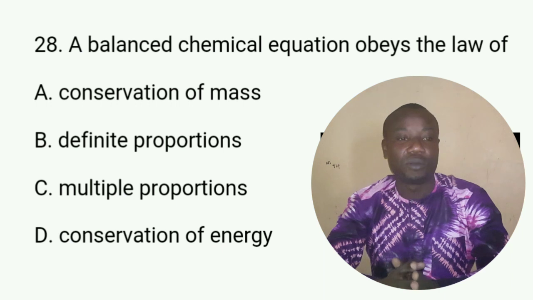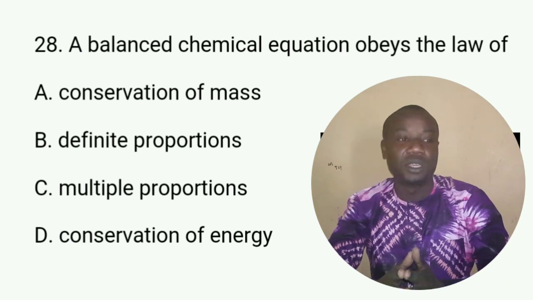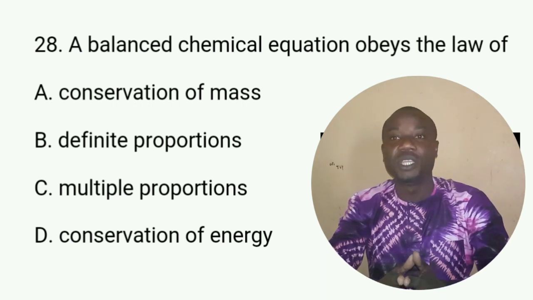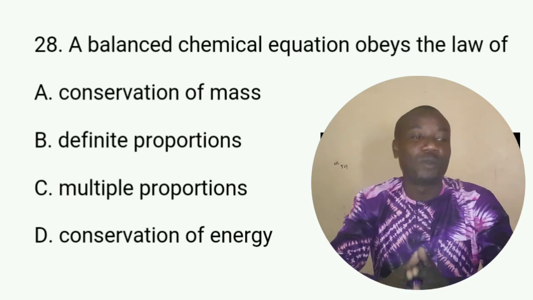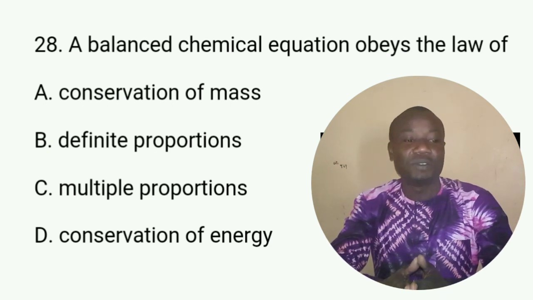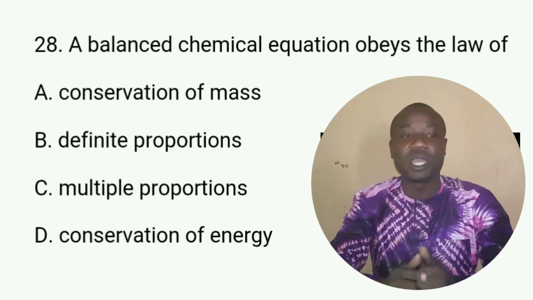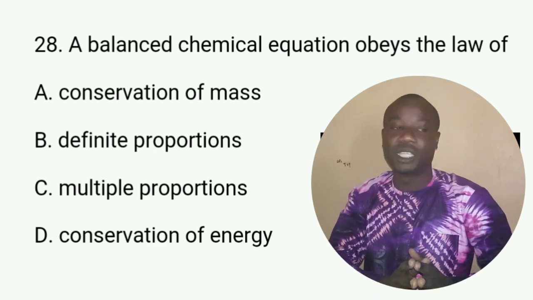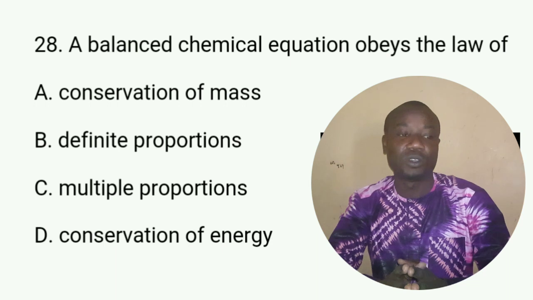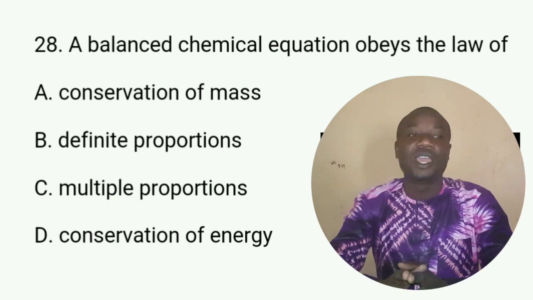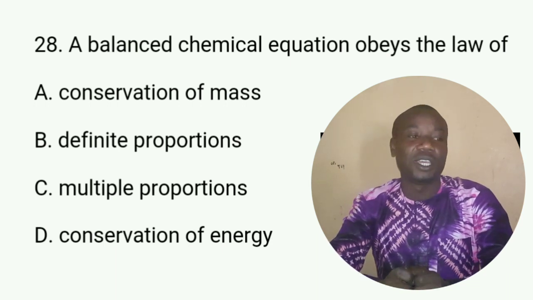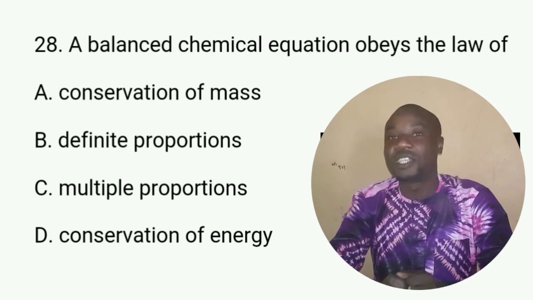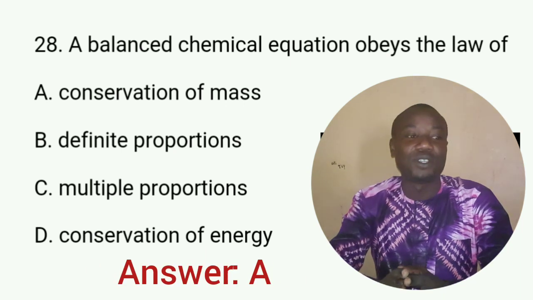A balanced chemical equation obeys the law of A. Conservation of mass, B. Definite proportion, C. Multiple proportion, D. Conservation of energy. Looking at the options, you agree with me that the correct answer is A, that is conservation of mass.